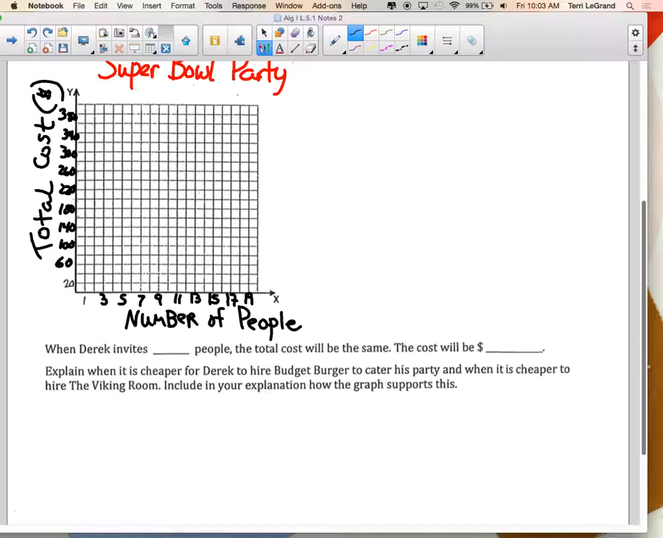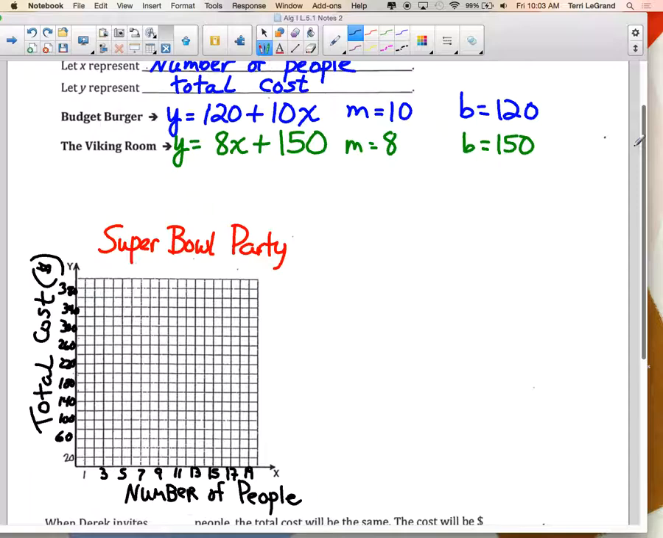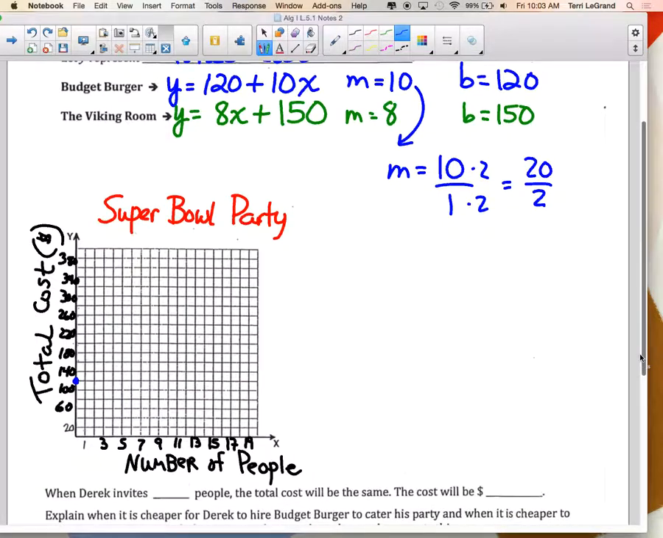Okay, let's get ready to graph. The first one starts at 120, so right down here, and it has a slope of 10. Do you think that's a friendly slope for this graph? Not necessarily. So let's say m equals 10. Well, we can put it over 1. What should we rename that as? 20 over 2, because multiples of 20 would be nice. So 20 over 2 means we're going up $20 and over 2 persons.